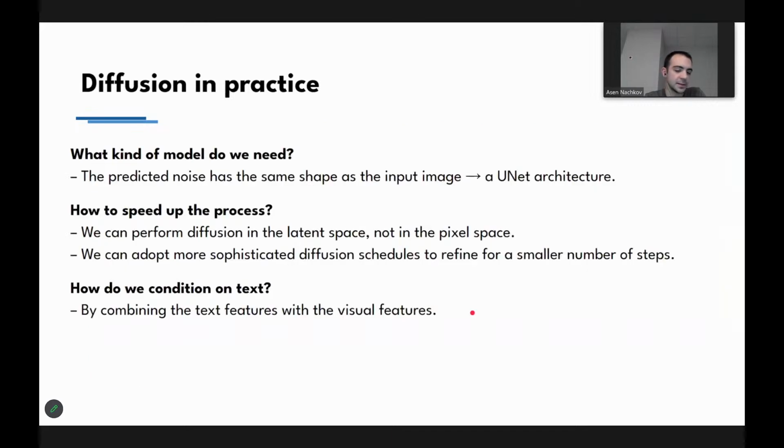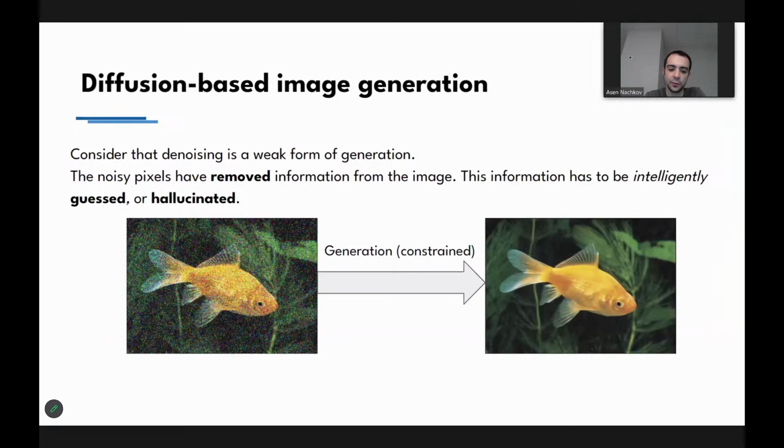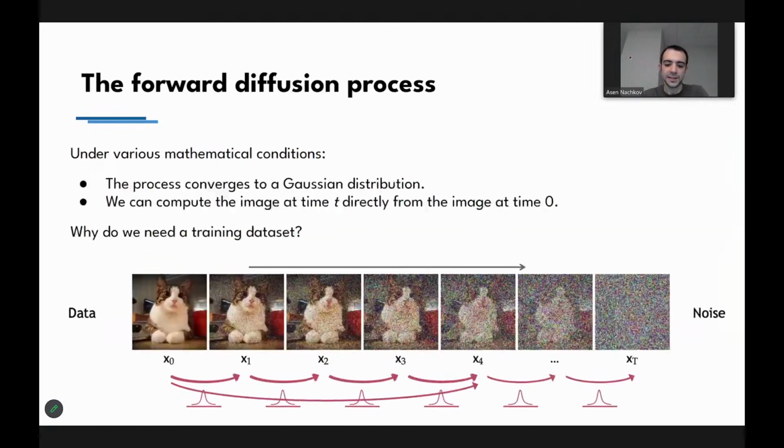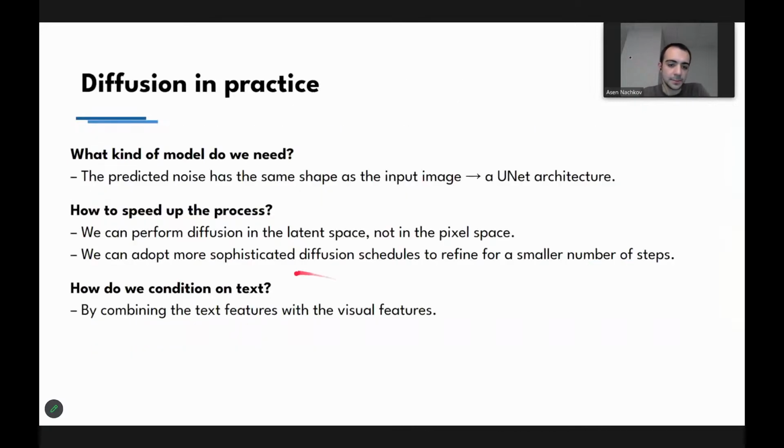So this is all consistent with what we saw back here in this slide, that we are ultimately denoising, and the more we are denoising, the more we are generating from the sample of possible images. So in practice, diffusion models tend to be quite large. Remember that we have to predict noise, and this noise has the same shape as the image.